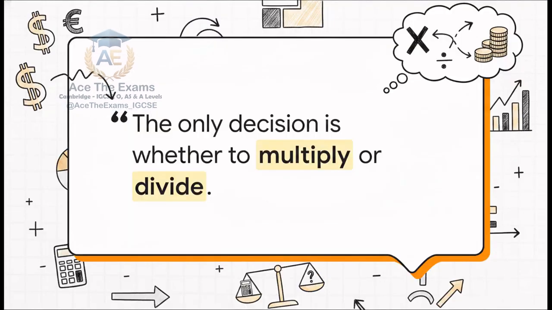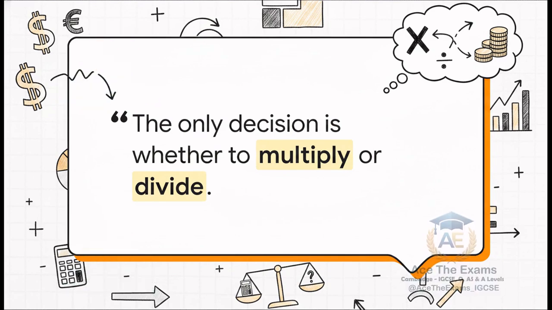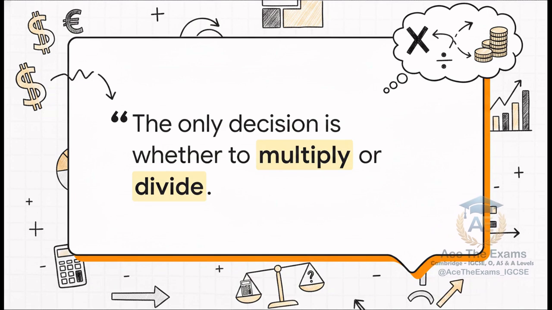And this brings us to what might be the most important sentence in the entire chapter. The textbook states, when you are given an exchange rate, the only decision is whether to multiply or divide by that rate. That's it. It demystifies the whole thing. You don't need complex, multi-step formulas here. You just need to make one binary choice. Am I going to multiply or am I going to divide?